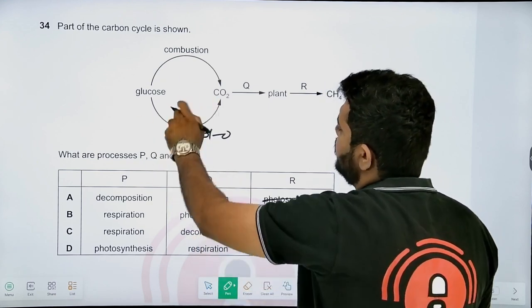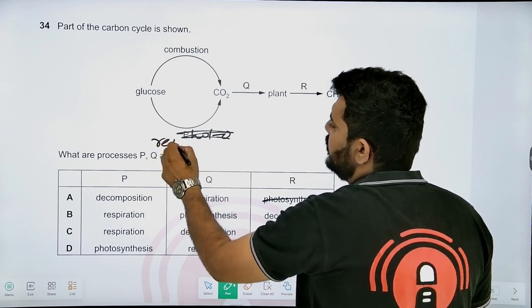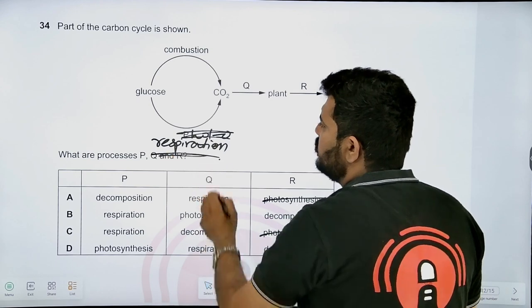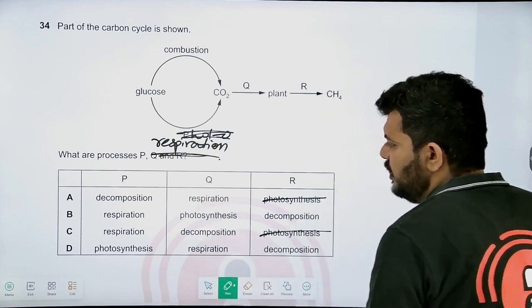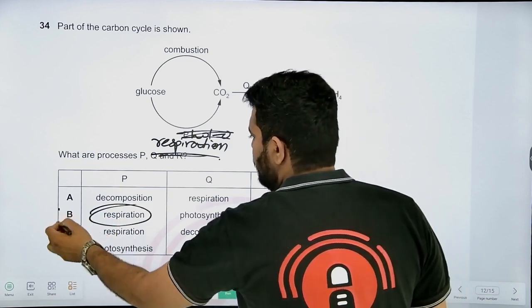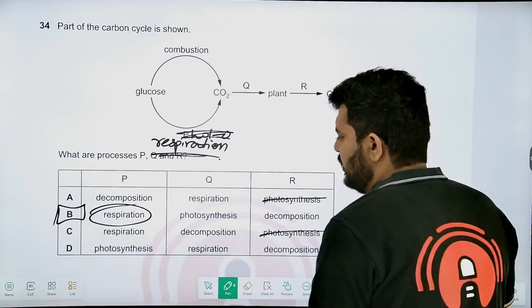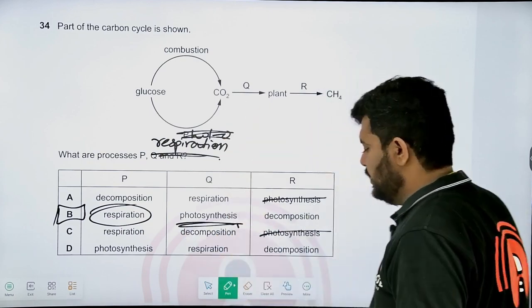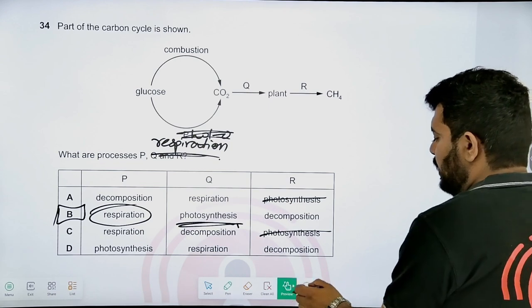Glucose to carbon dioxide, combustion, sorry, this has to be respiration. After looking at the options, I realized my mistake. This has to be respiration. So P has to be respiration. Okay, I think without even looking at Q, this is the answer. And yes, in fact, Q is photosynthesis, right? So that is your answer.